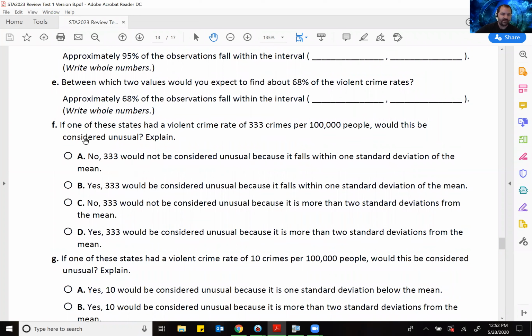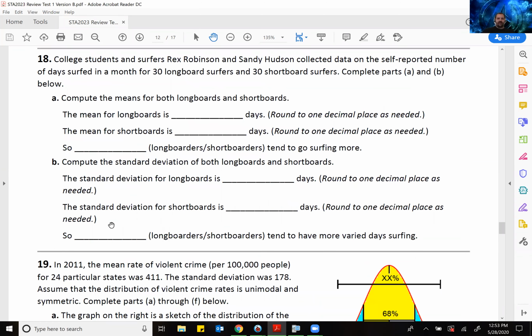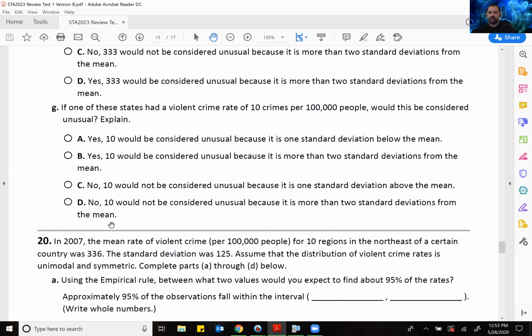So we're between A and C here. Let's read. It falls within one standard deviation, or it is more than two standard deviations. Which one is it, A or C? A, because it is less than one standard deviation. It falls within one standard deviation. Does that make sense? Oh, there's a question G on here. The directions say F. That's all right, we'll deal with question G.